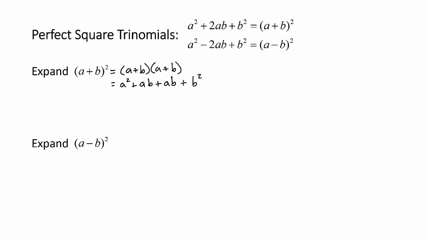So what happened there? When we FOILed that out, we've got a squared as our first term and b squared as our last, and our middle term, ab plus ab, is going to be 2ab. So you get a sense of why this is true. We're saying a plus b quantity squared is equal to a squared plus 2ab plus b squared.